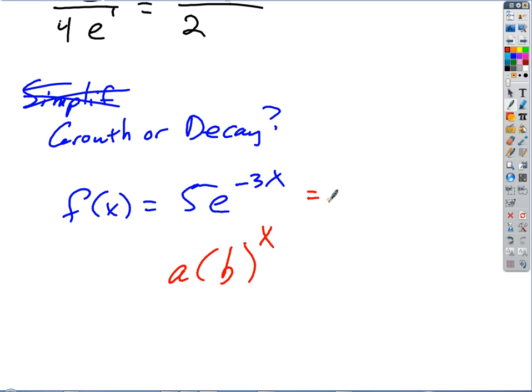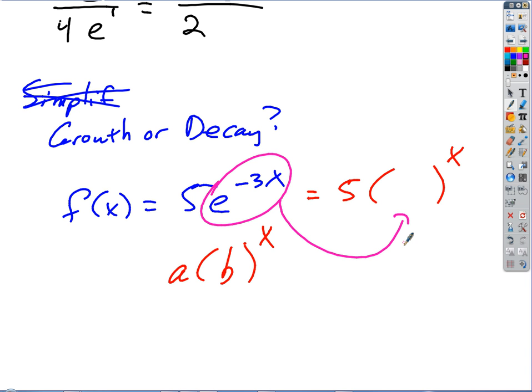Well, what's a? 5. Okay, but if I want to write this as something to the x, how am I going to take this part right here and write that as something to the x? This is a little bit tricky the first time you see it. We've got a property of exponents that says if I take a power to a power, I multiply the exponents, but I can also reverse that. So it's going to be 1 over e to the 3, exactly right.